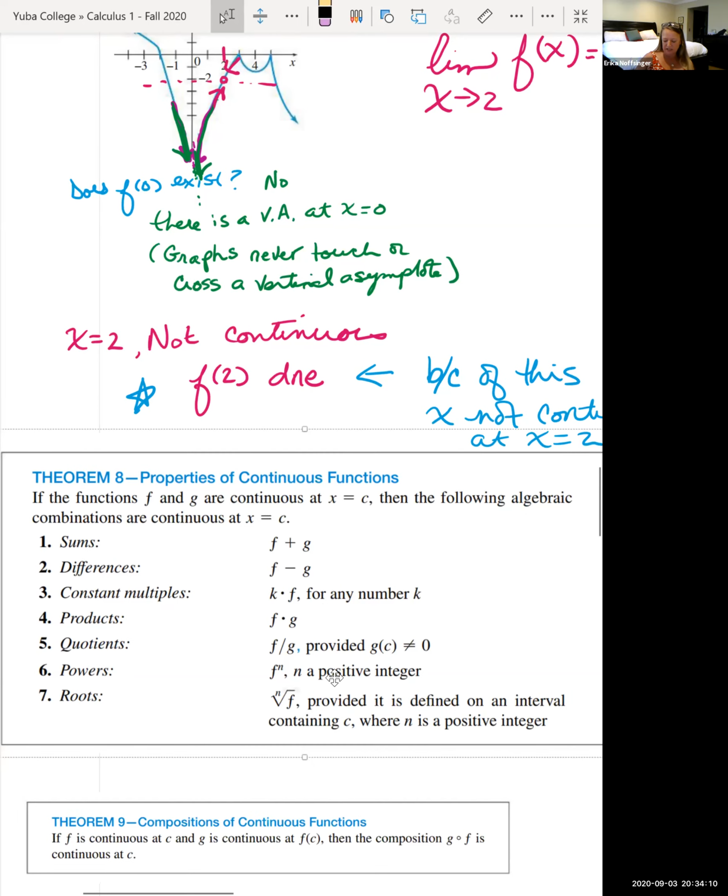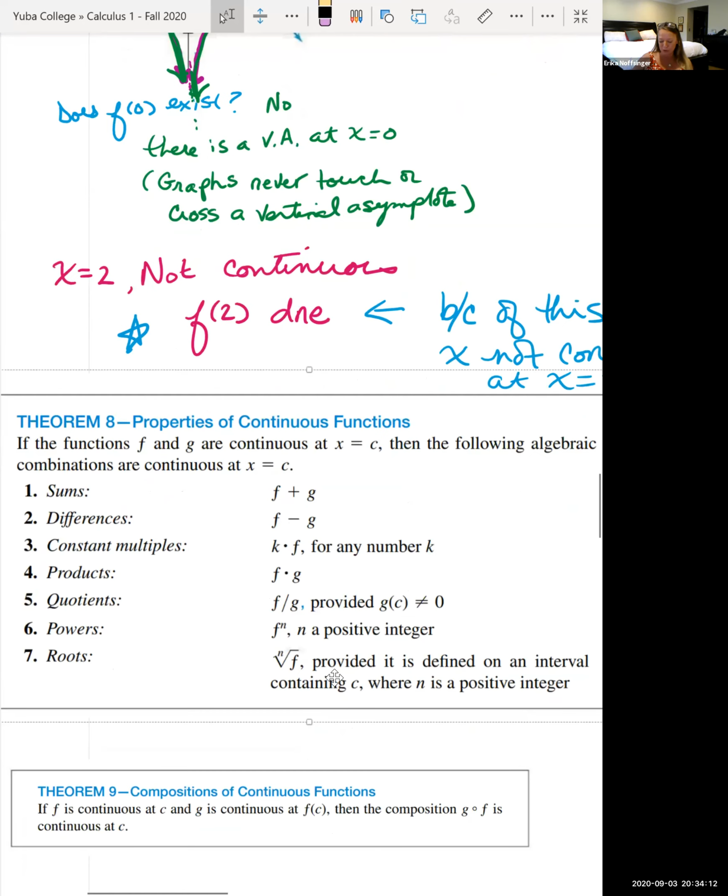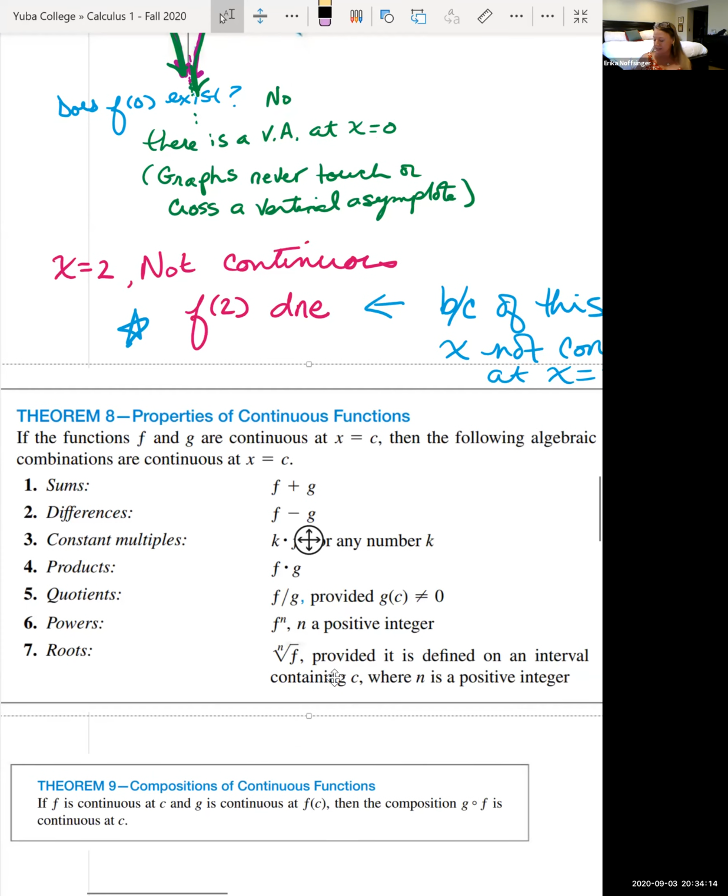Another one that's really interesting and is going to be really helpful for us is this one on composition of continuous functions. So again, we have two functions that are continuous, f and g. If we can say that f is continuous at c, and g is continuous at f of c, then we can say the composition of g of f is also continuous at c.